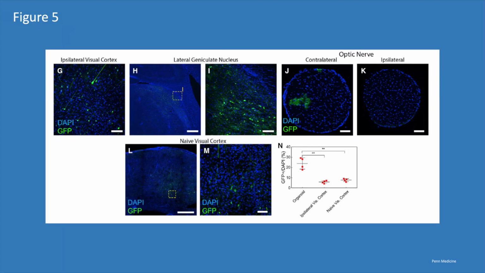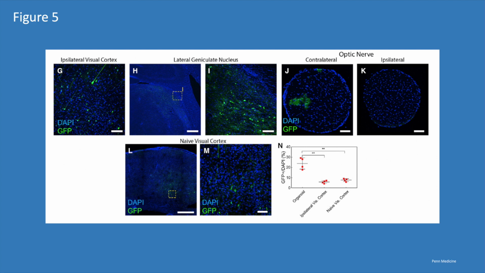Continuing in figure 5, figures G to K confirm the presence of GFP-positive cells in the expected components of the visual pathway, including the visual cortex adjacent to the organoid, the lateral geniculate nucleus of the thalamus, and the optic nerve, specifically contralaterally, but not ipsilaterally, to the organoid graft.